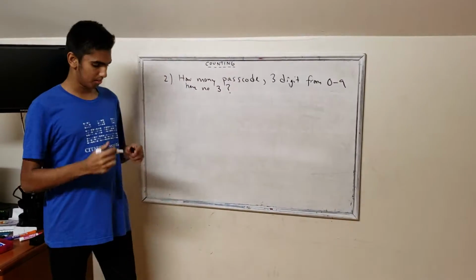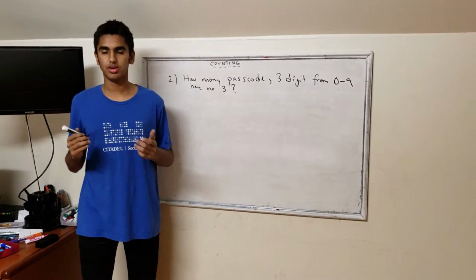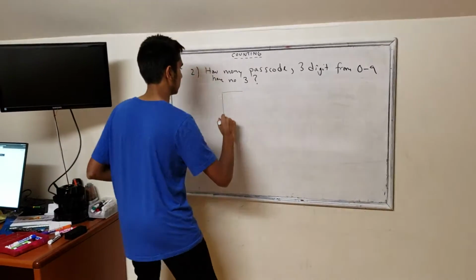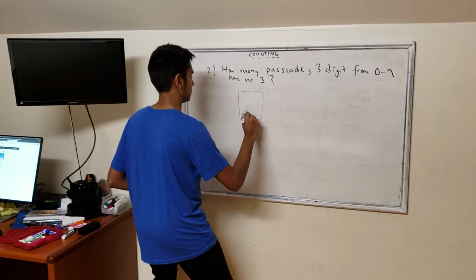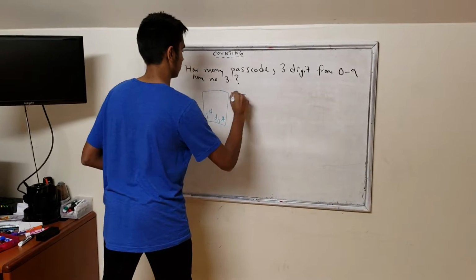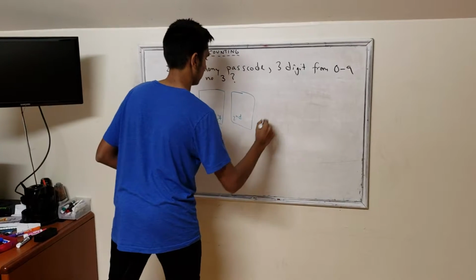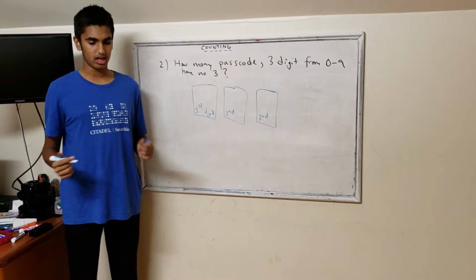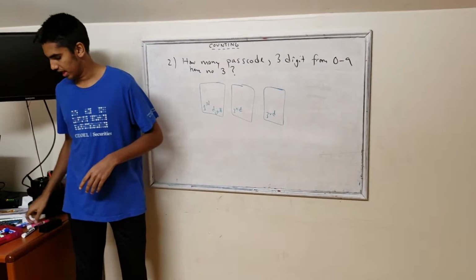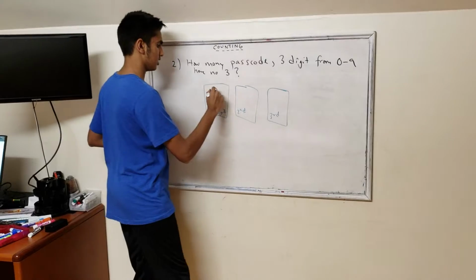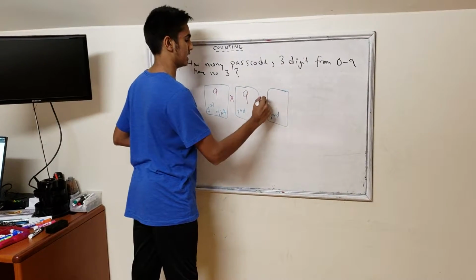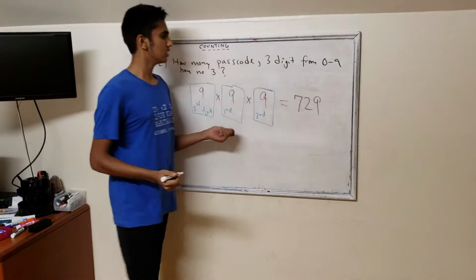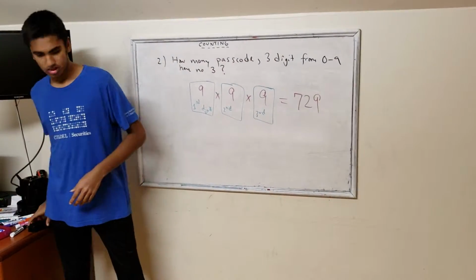So in our case, we just have one passcode, so we don't actually have events. But we can pretend we have events. So our events could be our first digit, our second digit, and our third digit. Each of these doesn't depend on the other. So we have 9 choices for our first digit, 9 choices for our second digit, and 9 for our third. And we can have 729 different passcodes. Alright, that's not so bad.